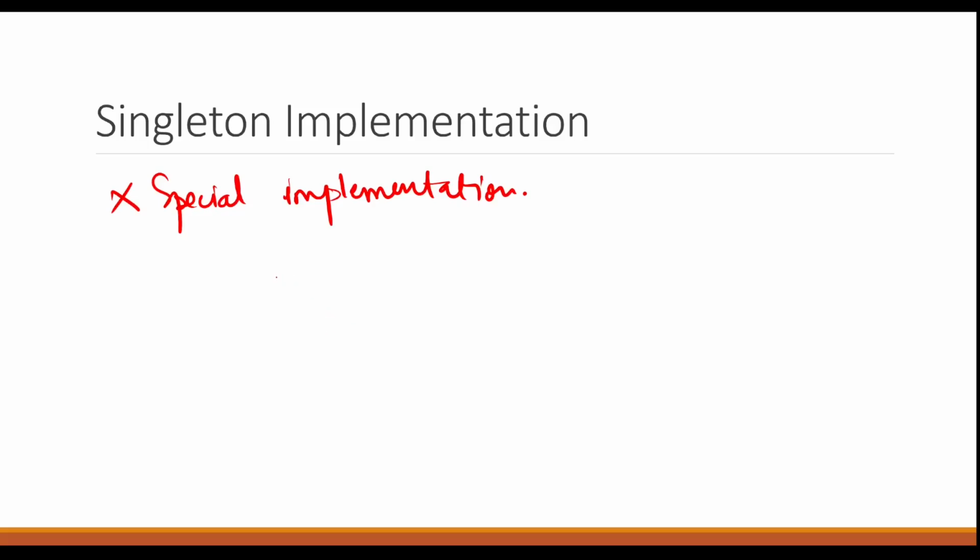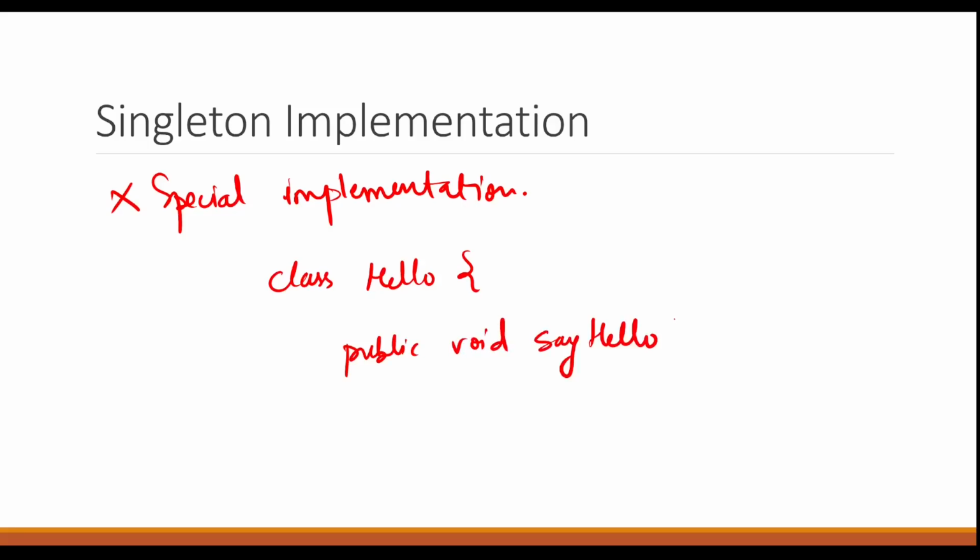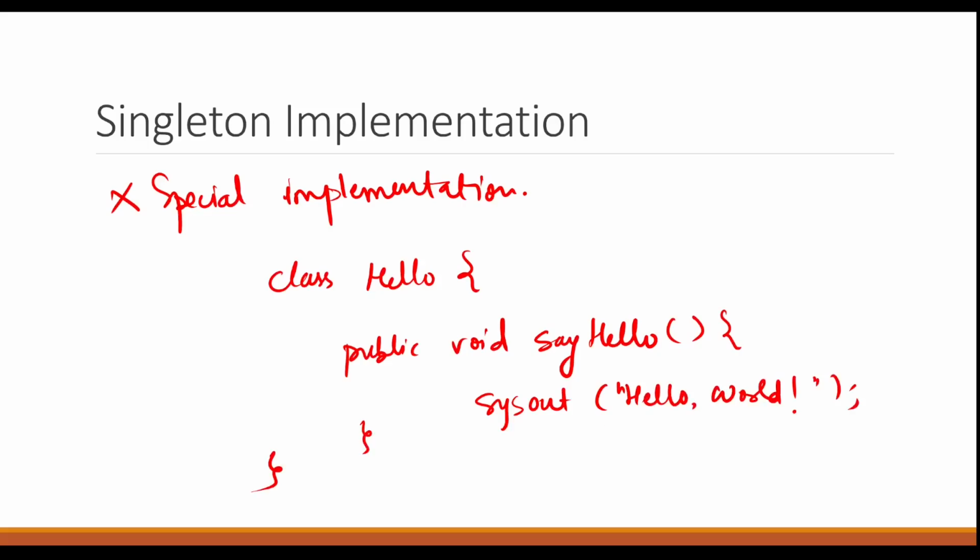I'll also show this in the IDE in a short while, but just writing the code here. Let's suppose you have a class called Hello, and this class has one public method, public void sayHello. Okay, and this is going to do a sysout of hello world. So this is my class. If I want to use this class in code, I can simply do Hello var equals new Hello, and this is how I can use the class.